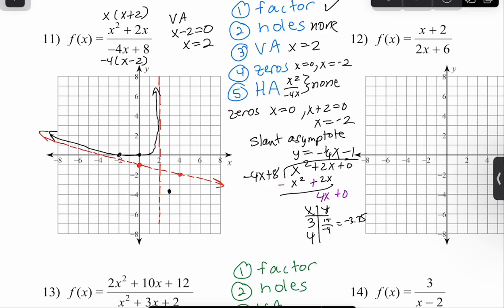If you plug in 4, you get 16 plus 8. 16 plus 8 is 24. You get negative 16 plus 8, which is negative 8, or 3. Wait, I should get a negative. Let me do it one more time. So we would get 4. Yeah, we would get negative 8. So that's negative 3. So at 4, we're down at negative 3. And then we're just doing this. Follow the asymptote, follow the asymptote.